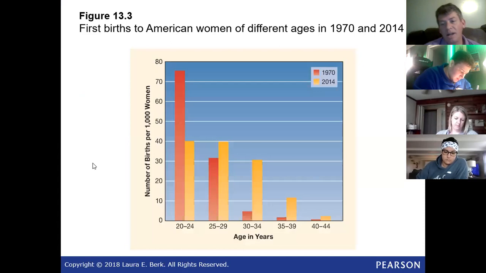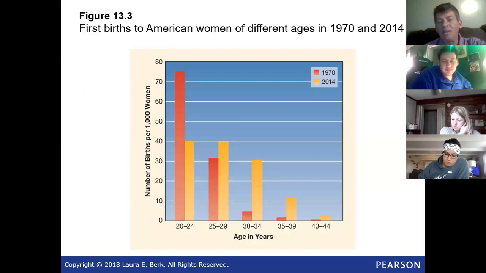So when we look at the number of women giving birth at different age ranges and compare them from 1970 to 2014, the number of births per 1,000 women, we see somewhere around 75 births in 1970 per each 1,000 women between the ages of 20 to 24. But in 2014, you see only 40.